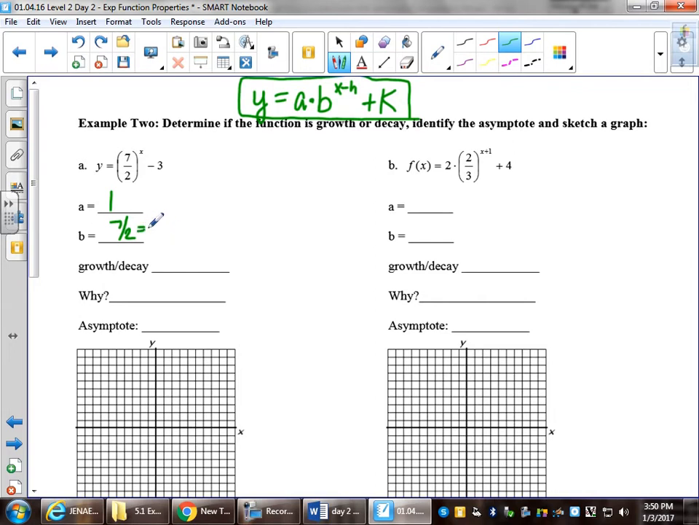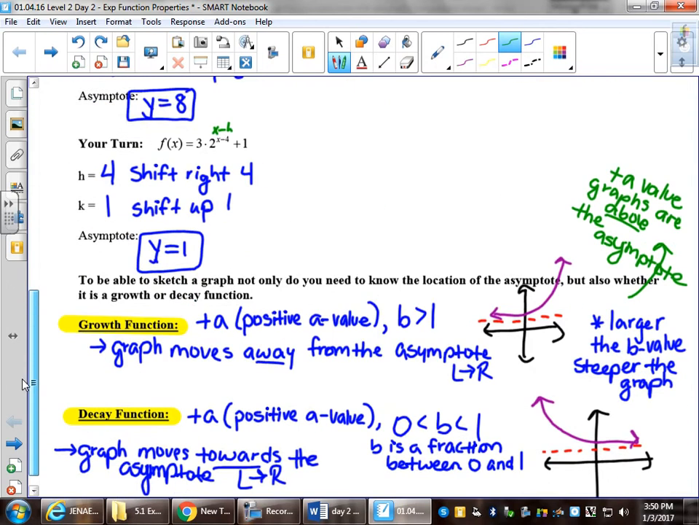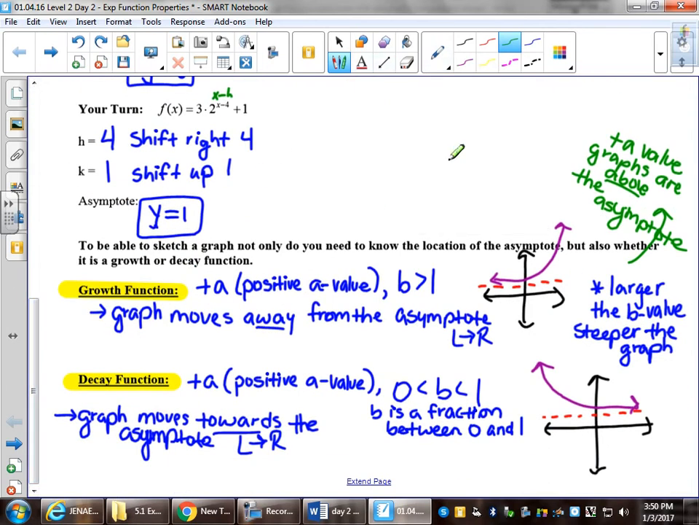Seven halves is the same as 3.5. Let's pause right there. We've identified A, we've identified B. To know if this is growth or decay, we have to go back and look at what we just wrote. Growth, we should actually probably highlight this. Highlighting this would be a good idea. Growth is when B is greater than 1. Decay is when B is between 0 and 1. Growth, greater than 1. Decay, between 0 and 1.